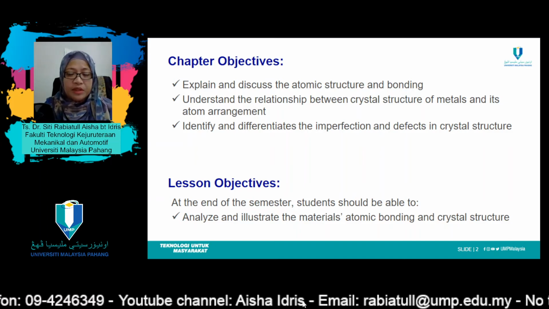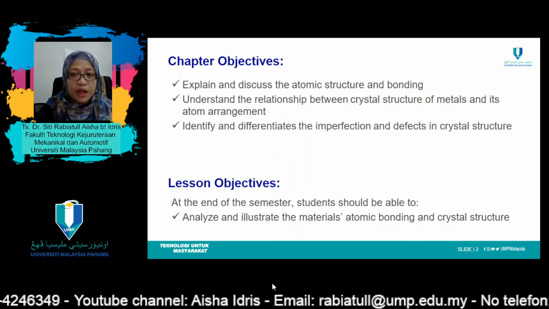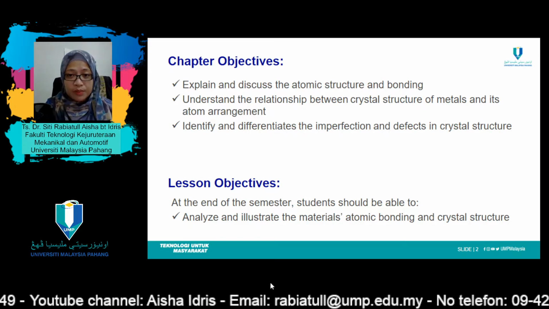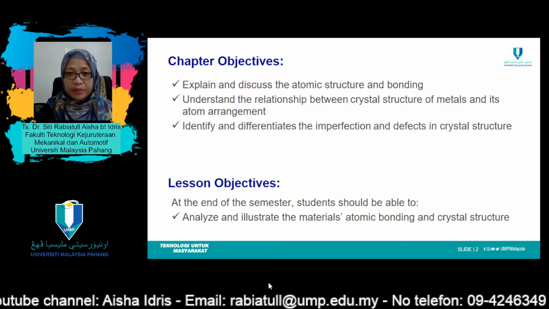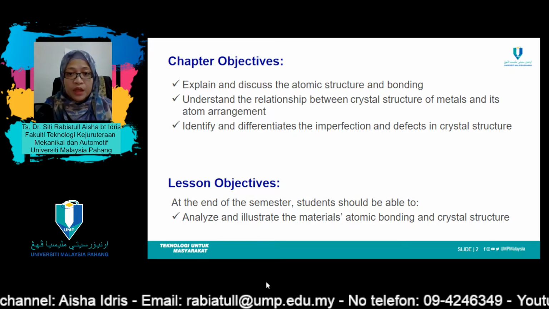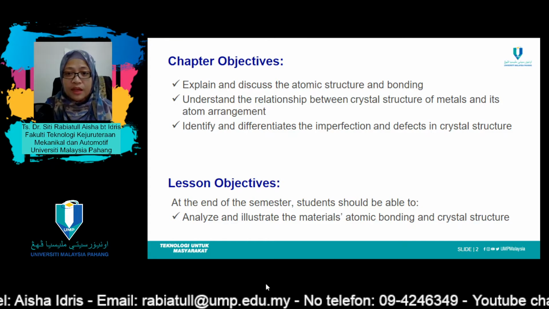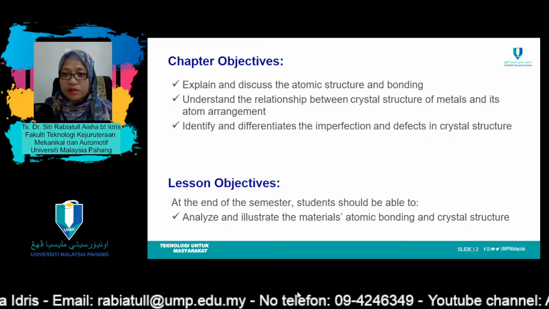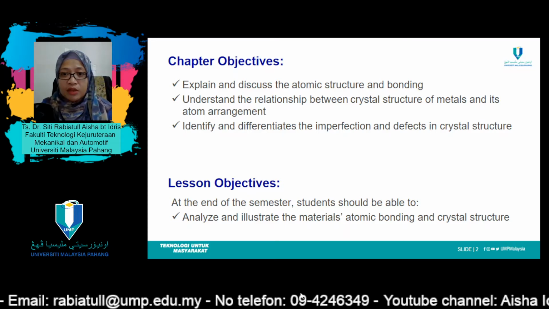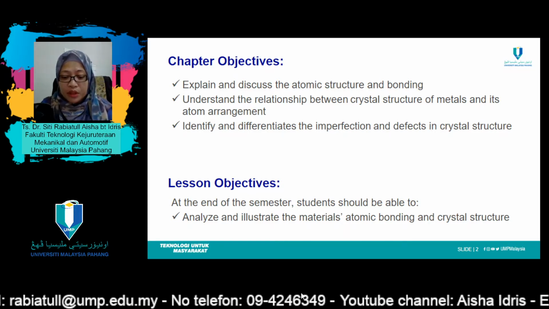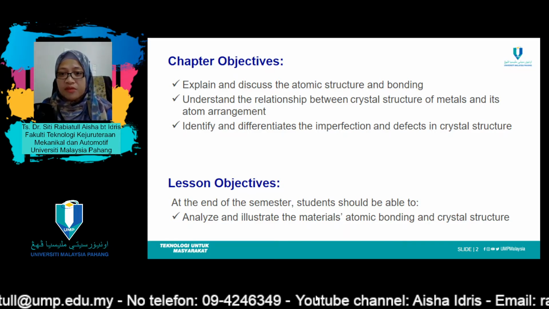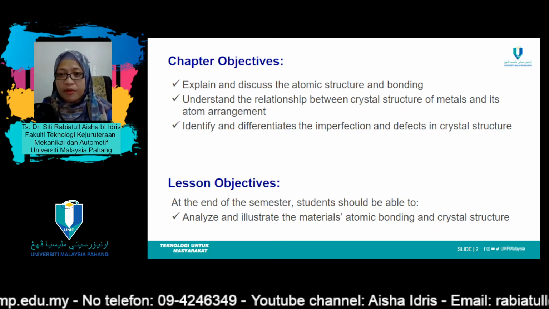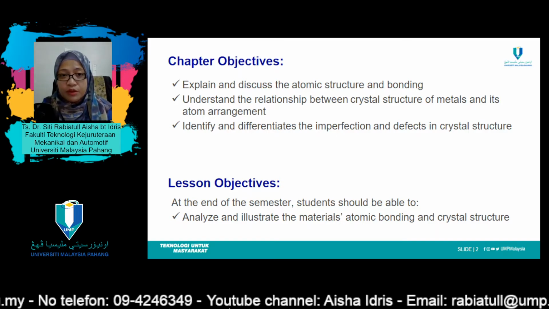As for the chapter objectives, number 1, all students should be able to explain and discuss the atomic structure and bonding. Number 2, students should understand the relationship between crystal structure of metals and its atom arrangement. And number 3, students should be able to identify and differentiate the imperfections and defects in crystal structure.